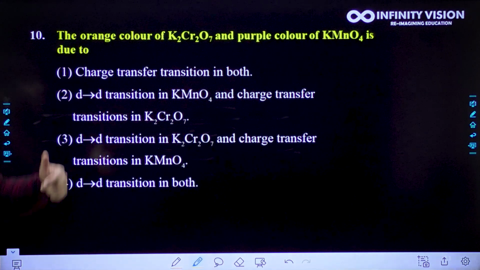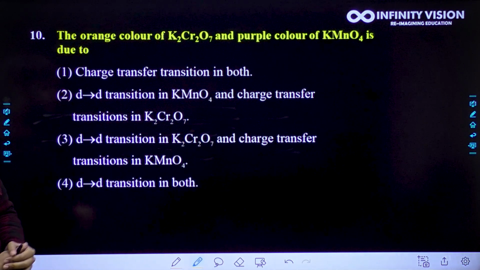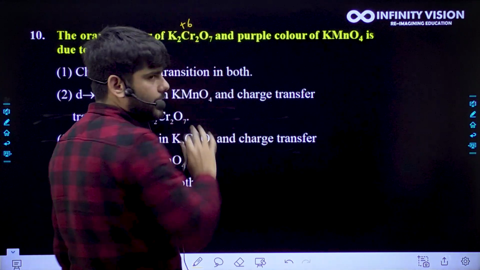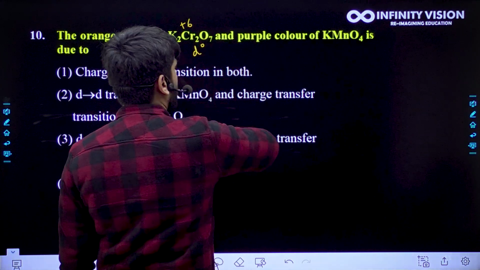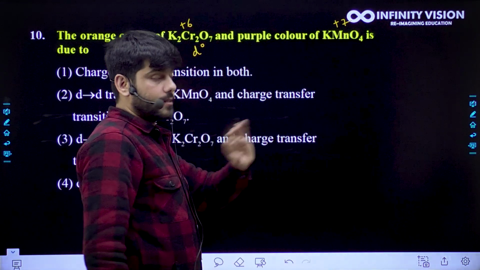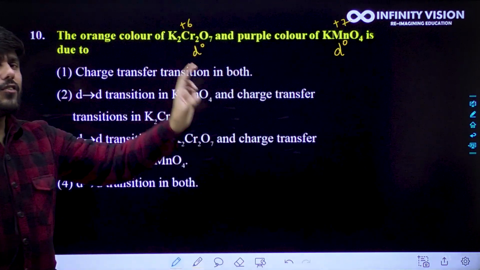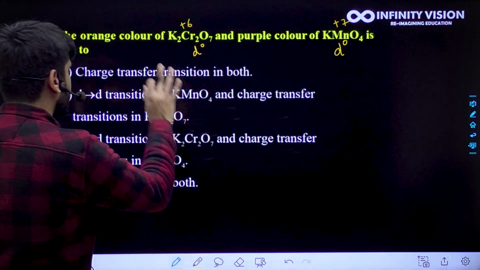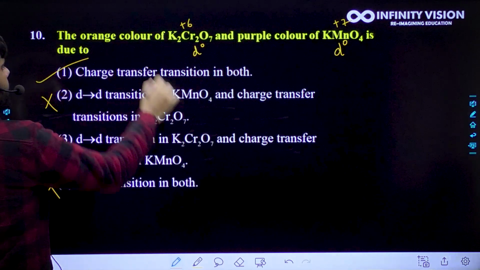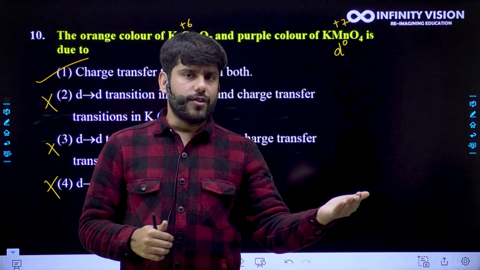The orange color of potassium dichromate and purple color of potassium permanganate is due to, okay. Now we know that chromium in potassium dichromate is in +6 oxidation state. This is a d0 system. Also, manganese in KMnO4 is in +7 oxidation state. That is the highest oxidation state possible. Again, this is d0, right? So d-d transition is definitely not possible. So let us eliminate. d-d transition possible? No. d-d transition? No. We are left with just one answer, that is charge transfer in both.